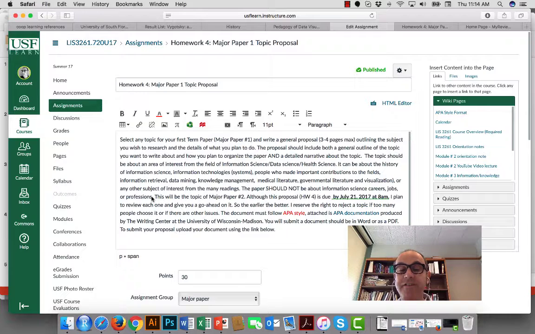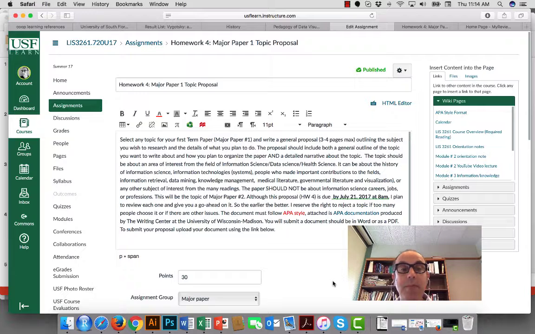And you should follow the APA style, and I attached a document showing you how to do that. The deadline is next week, July 21. It's not about your career, it's not about what you are planning to become, but it's all about your interest. Interest is what you are going to do next, in what field.